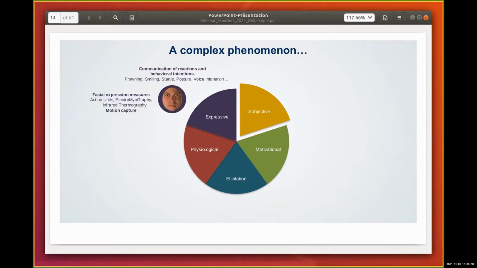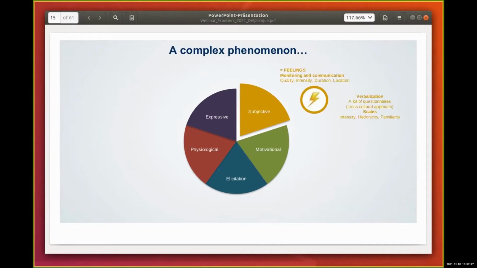The next component is the expressive component, which aims at communicating the reaction and the behavioral intention. Facial, vocal, and postural emotional expressions represent powerful social signals. There is a battery of measures of this expressive component, like measuring action units, the visible spectrum of facial movement, electromyography, infrared thermography, and so on.